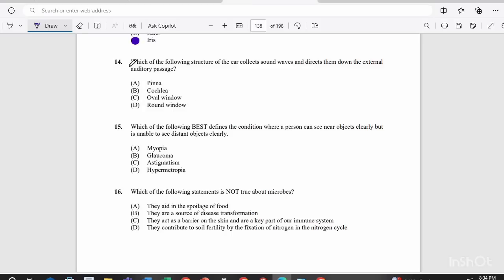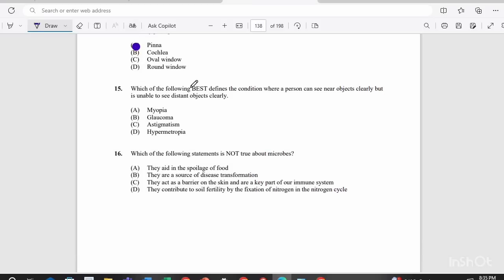The answer there is A. the pinna. Question 15. Which of the following best defines the condition where a person can see near objects clearly but is unable to see distant objects clearly? Is it A. myopia, B. glaucoma, C. astigmatism, or D. hypermetropia? The answer there would be A.